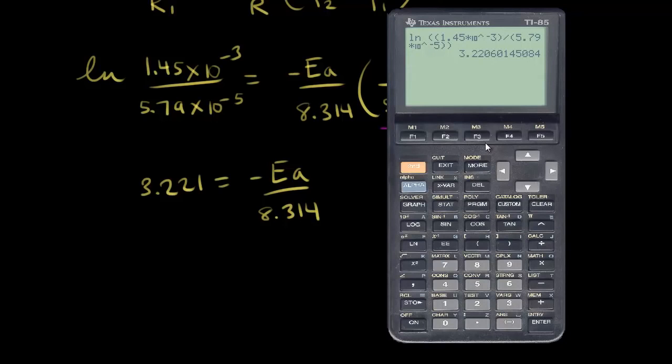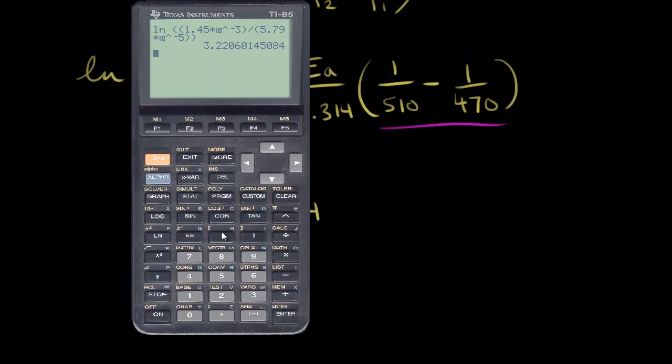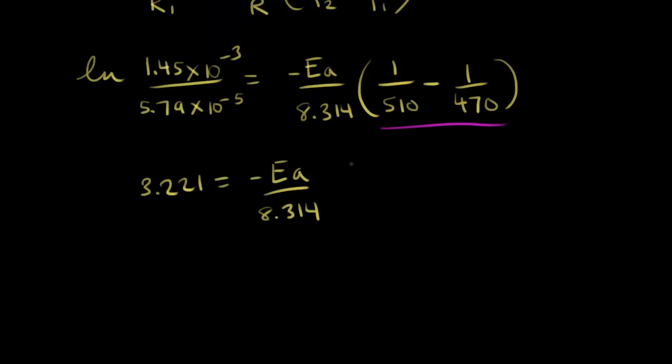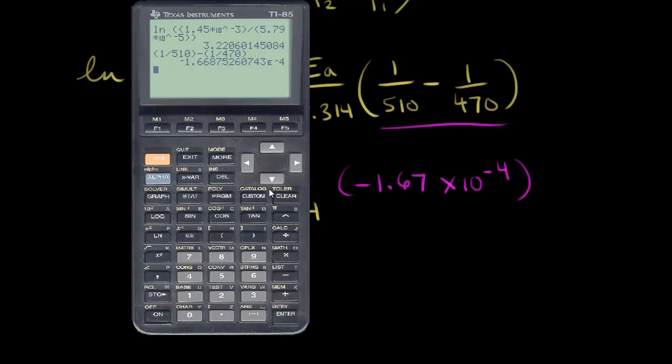All right, so let's get the calculator out again, and let's do 1 divided by 510. From that, we're going to subtract 1 divided by 470. So let's see what we get. We get negative, let's round that to negative 1.67 times 10 to the negative 4. So we have negative 1.67 times 10 to the negative 4. So just solve for the activation energy.